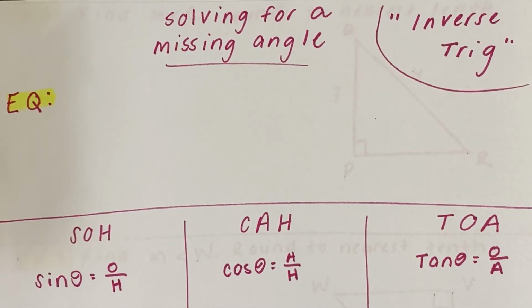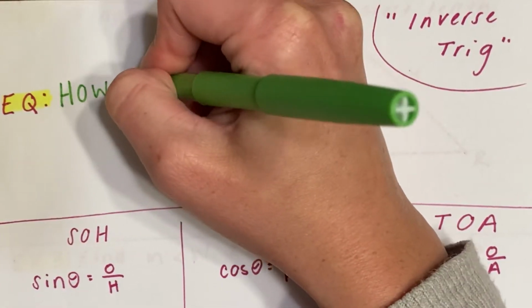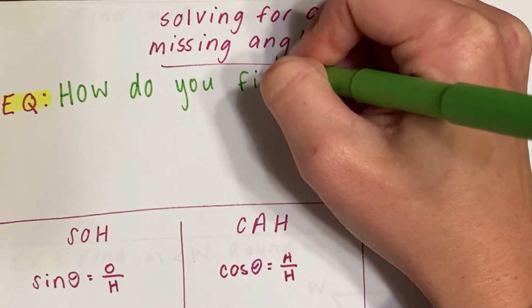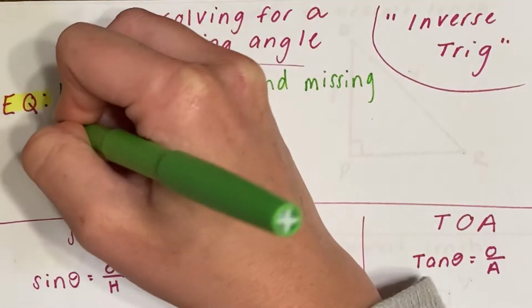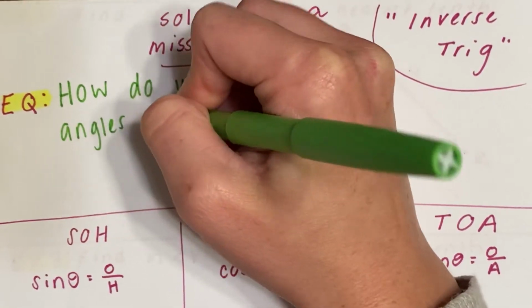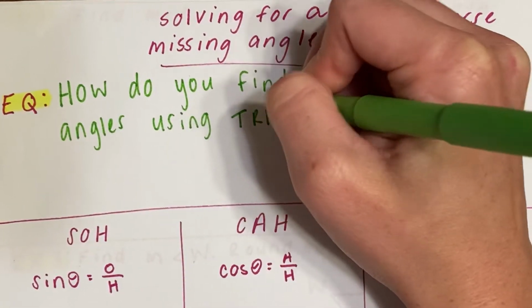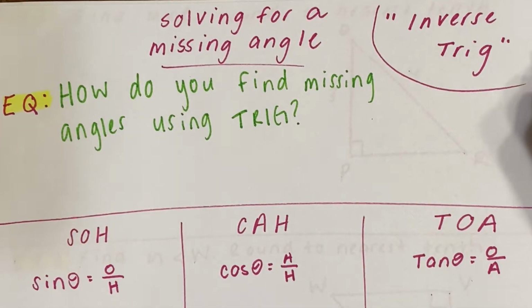So the essential question for this lesson is, how do you find missing angles using trig? And remember, when I say trig, that refers to SOHCAHTOA, sine, cosine, and tangent that we've been talking about for the last week, okay?